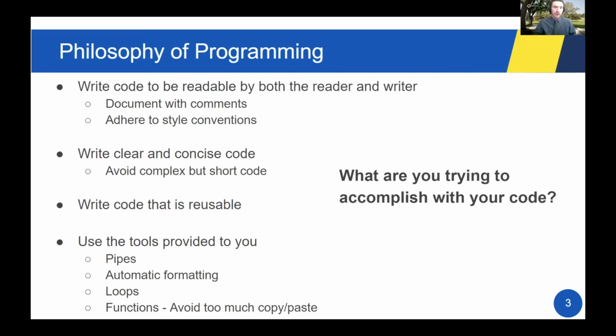On to some best practices. You want to write code that is going to be readable by both the reader and writer. Code isn't always going to be just read by you. In a workplace, you will probably be sharing code, so you want to make sure other people can really understand what is going on in your program. You can accomplish this by documenting your code with a lot of meaningful comments that describe what you're doing. And you also want to adhere to the styling conventions of whatever language you are working in.